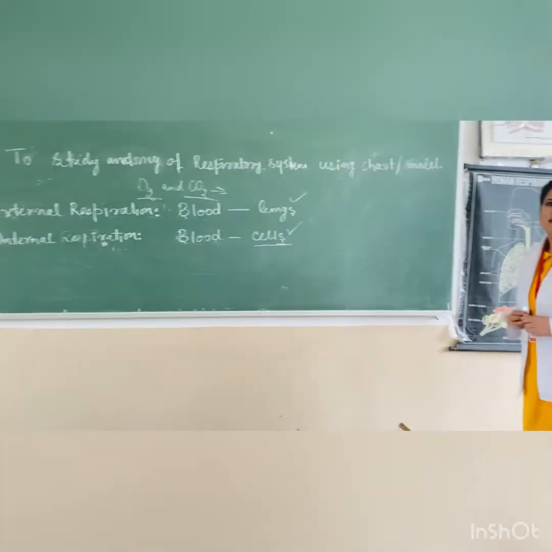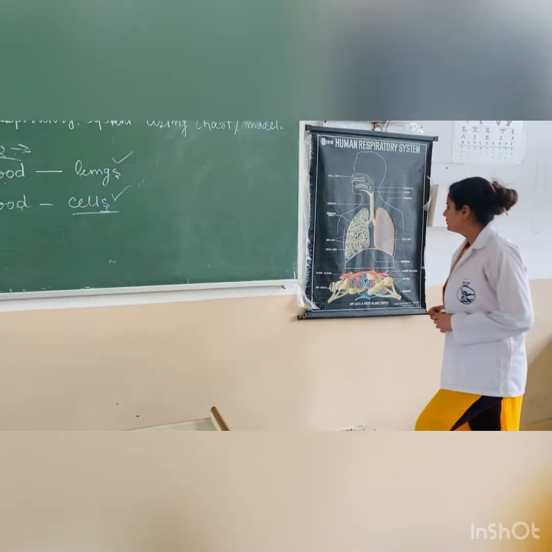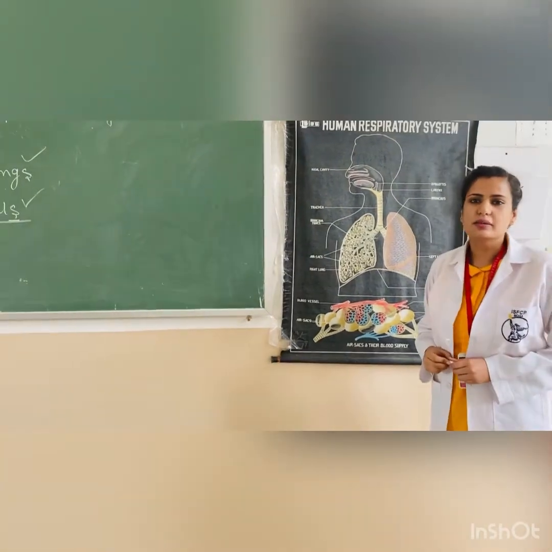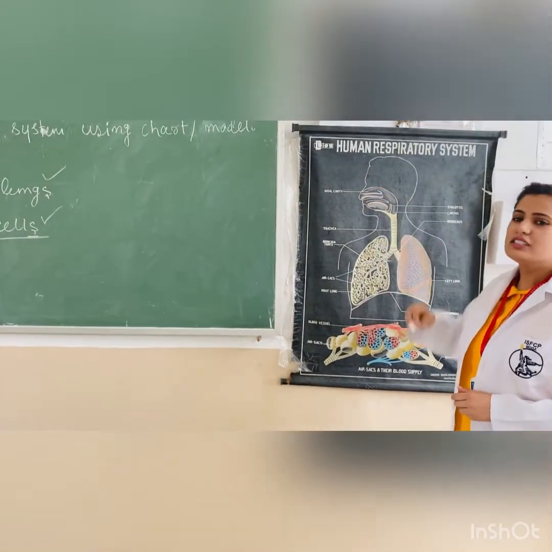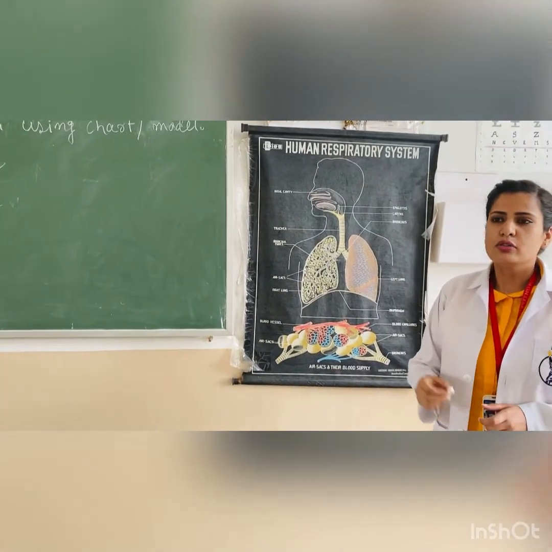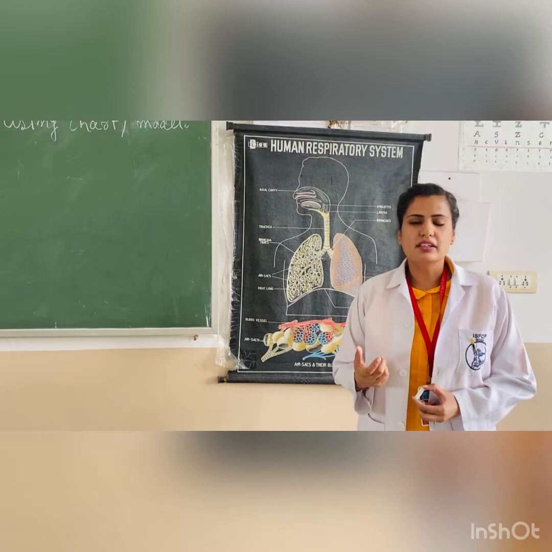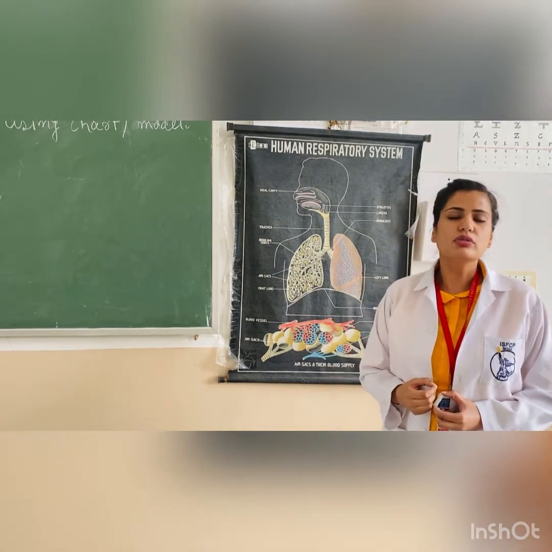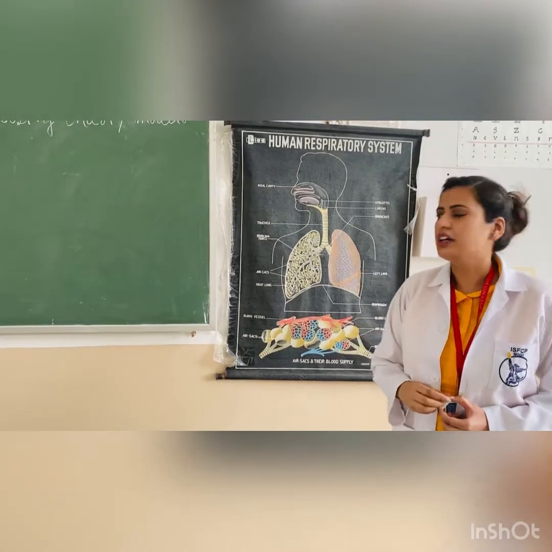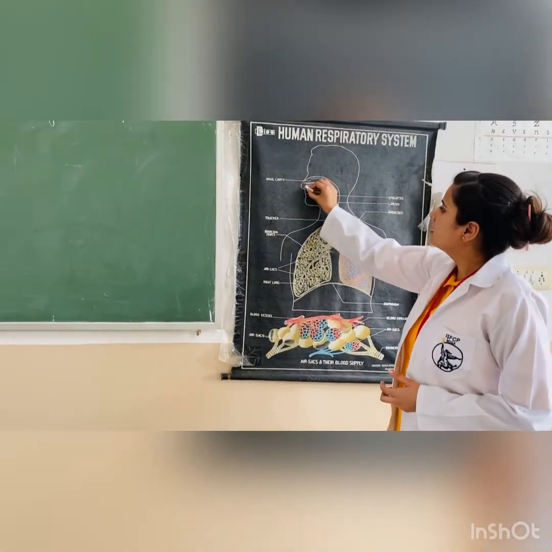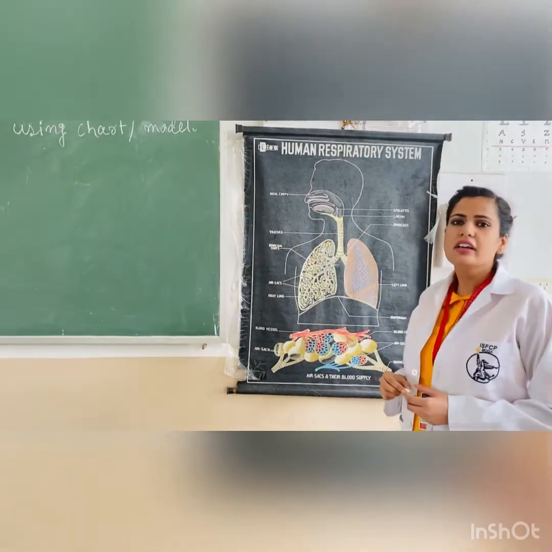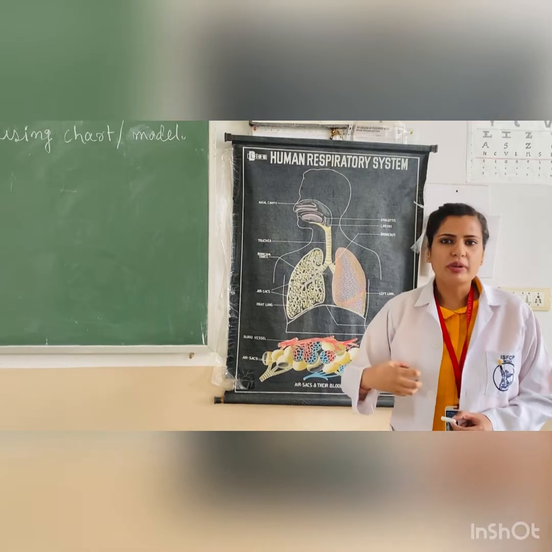Now let's understand them with the help of a chart. Here we can see the parts of our respiratory system. The nose is the first and foremost part of our respiratory system. Anteriorly it consists of two nostrils, or two nares, from which we inhale the air. Then there comes the nasal cavity, where the air gets warmed and humidified.